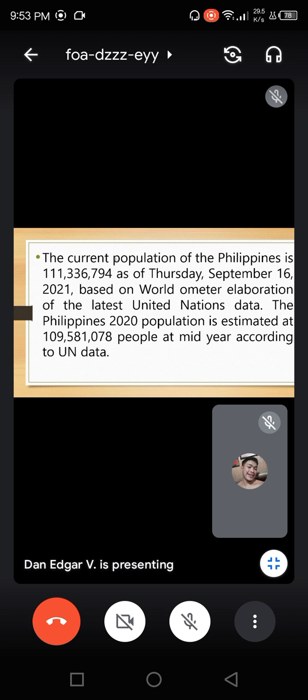The current population of the Philippines is 111,336,794 as of Thursday, September 16, 2021, based on Worldometer elaboration of the latest United Nations data. The Philippines 2020 population is estimated at 109,581,078 people at mid-year according to UN data.